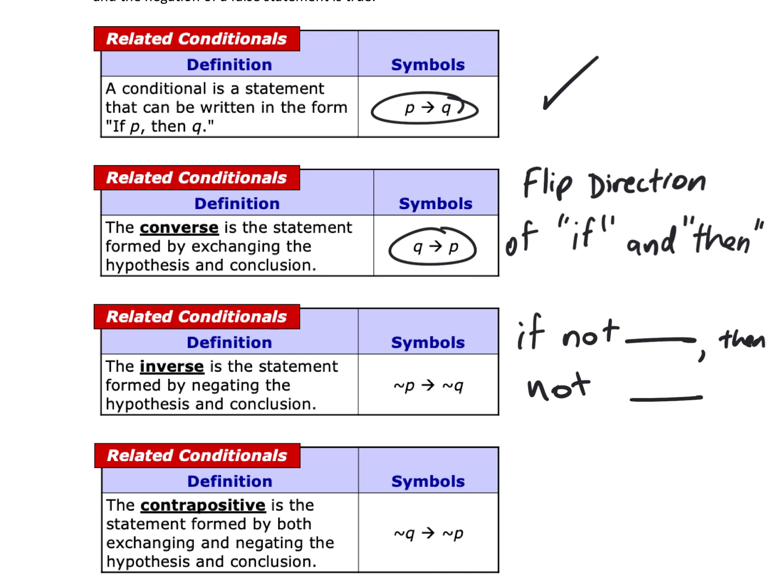And the way we show that is with this little squiggle line. We would read this as not P and not Q. And then finally, our contrapositive is basically the converse of the inverse, if that's not too confusing. The contrapositive, we flip the direction and negate both statements.